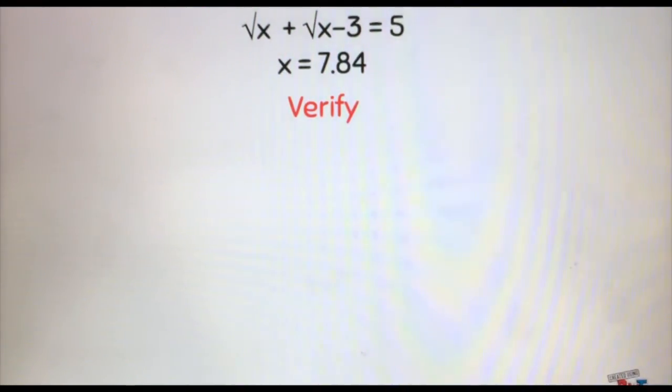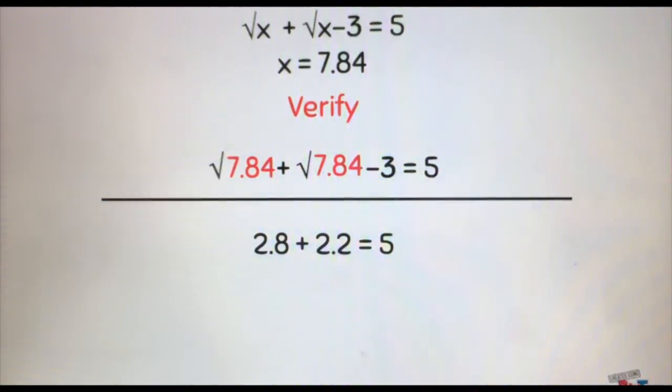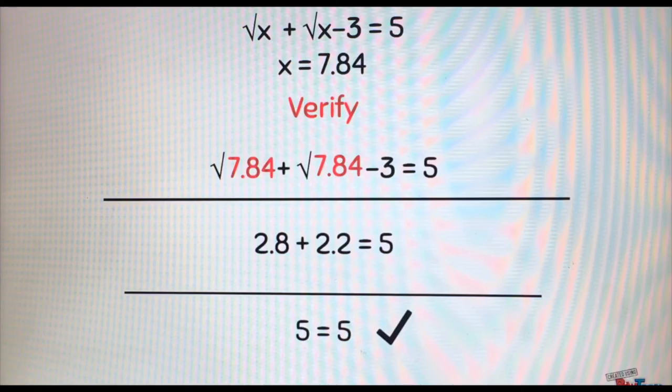Finally, we will verify by taking our original equation and replacing the x's with our x value of 7.84. Both sides of the equation equal 5, and therefore our solution is correct.